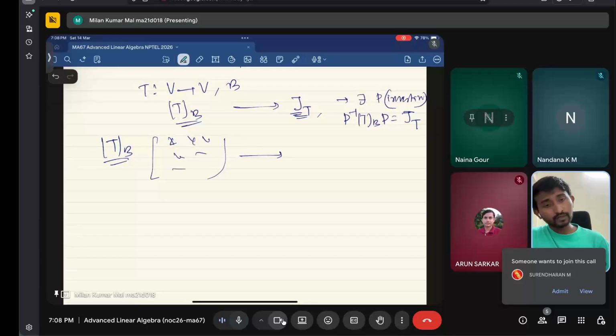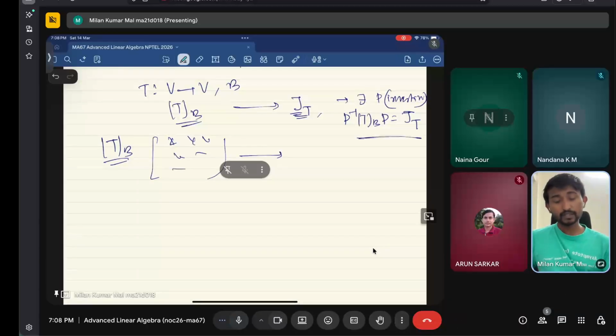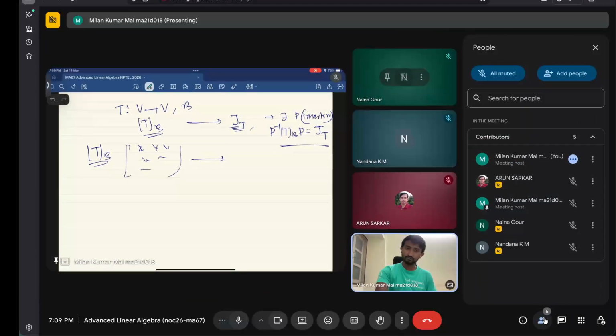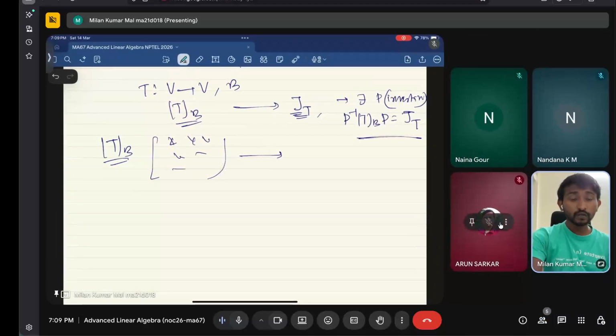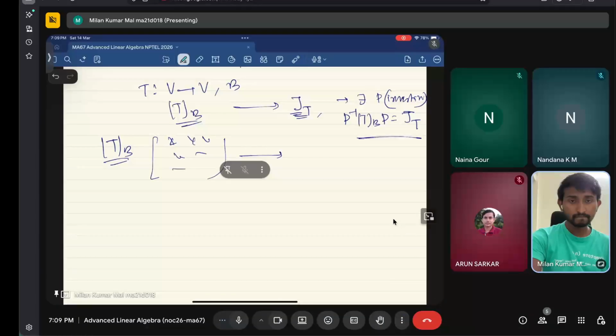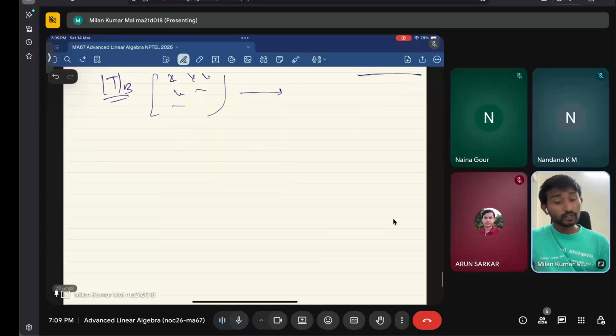Now, if it is not diagonalizable, then this is what happens. The Jordan canonical form is the simplest form. Okay, sorry. The Jordan canonical form is actually the simplest form, which is analogous to diagonalizability.